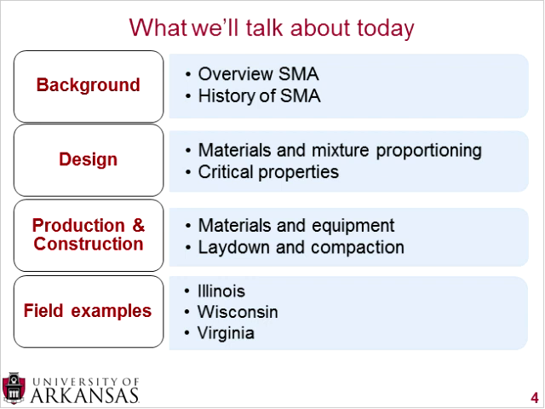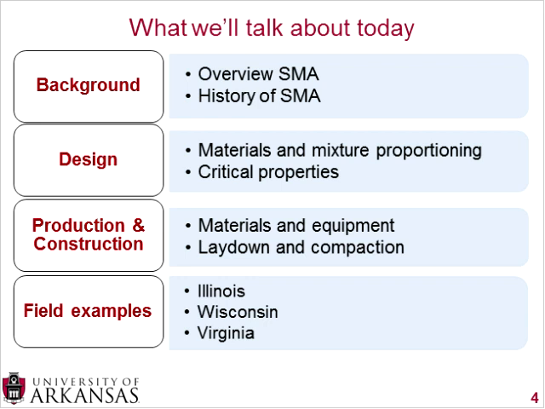This is a brief outline of what we'll talk about today. First of all, we will give an overview of stone matrix asphalt and a brief history of it. After that, we will go into some of the design, which will include materials and mixture proportioning, and then some critical properties. SMA is asphalt concrete, or hot mix asphalt. A lot of the design, however, comes from the fact that it has a unique gradation, so we'll spend quite a bit of time talking about that.